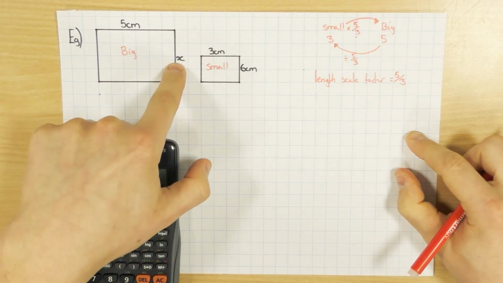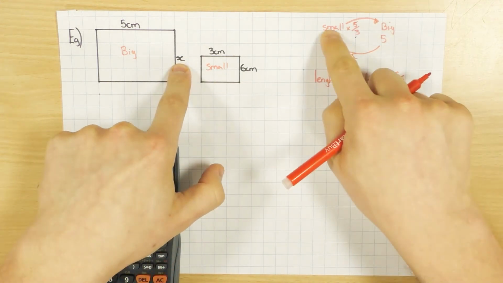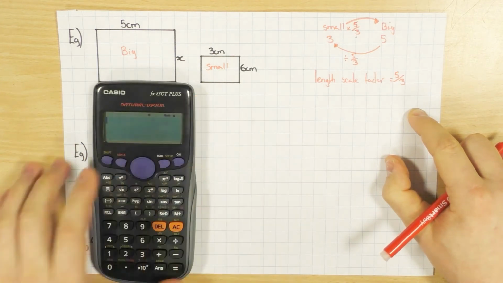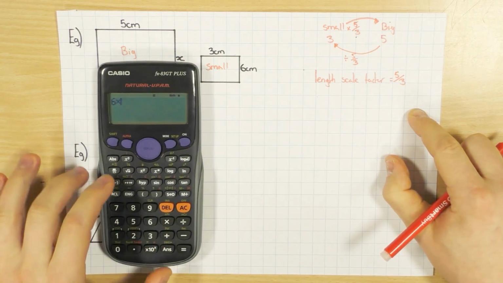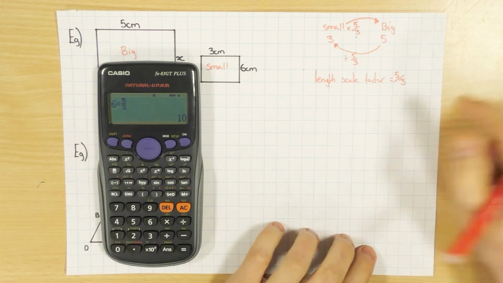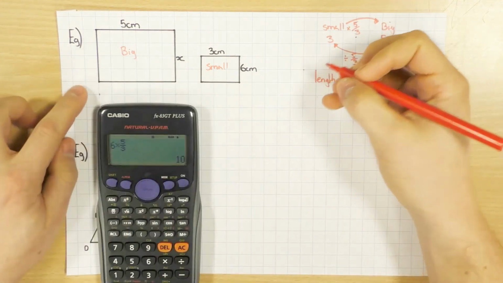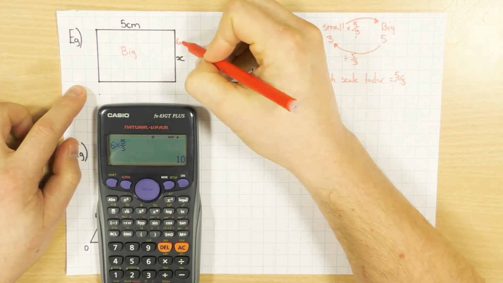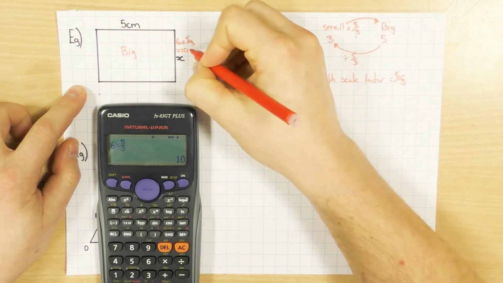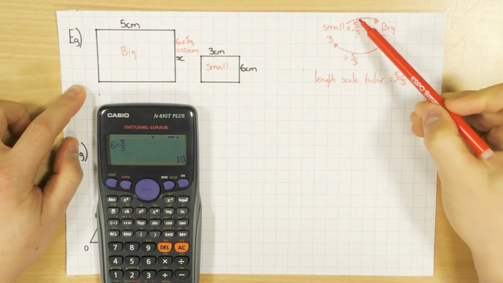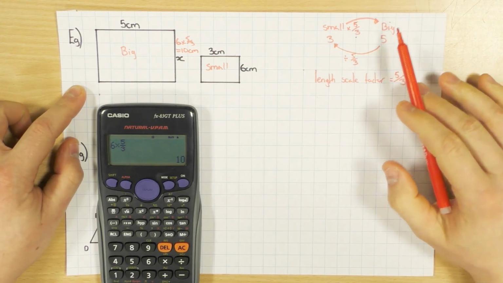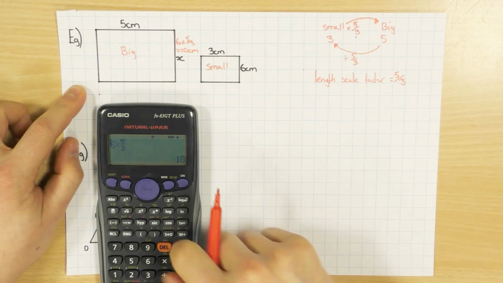I need to work out x, so I'm going from small to big, so I times by 5 over 3. So the small one is 6. I'm going to use my fraction button here and go 5 over 3, press equals, and I get 10. So I'll just write that on here, 6 times 5 over 3 equals 10, and the units here, centimetres again. Okay, so whenever you have a recurring decimal like that, don't use that recurring decimal because you're likely to make a mistake. Just use the fraction.